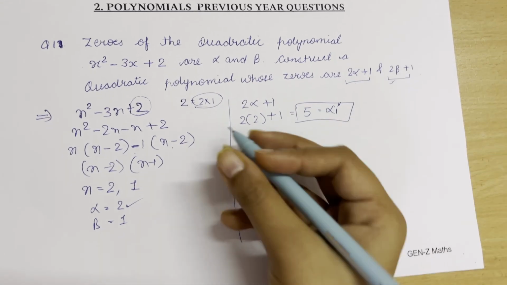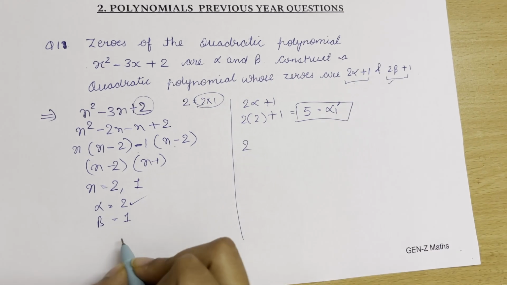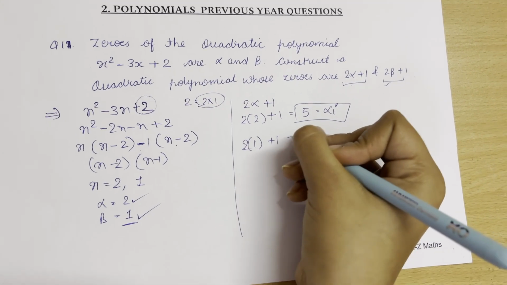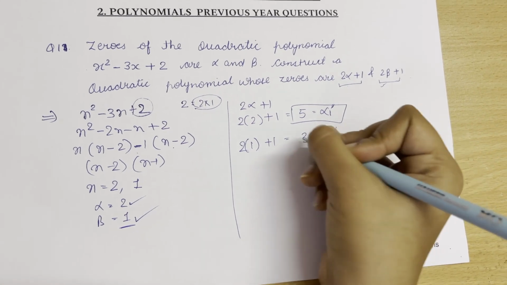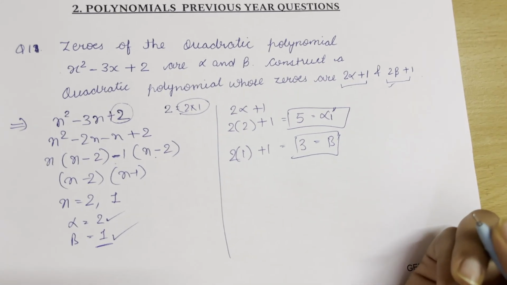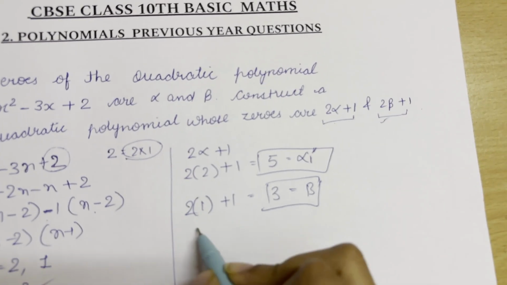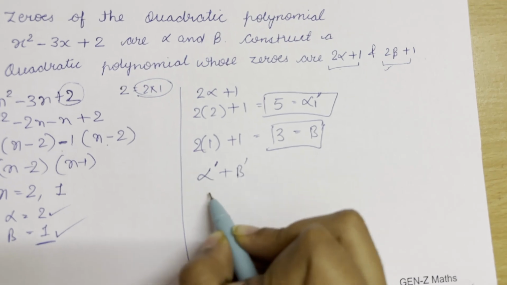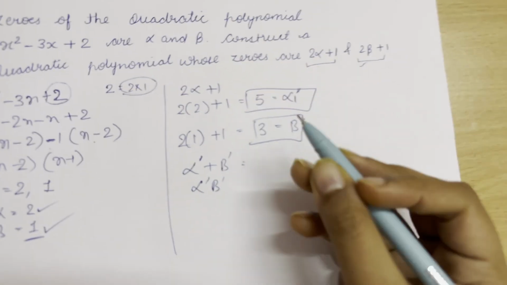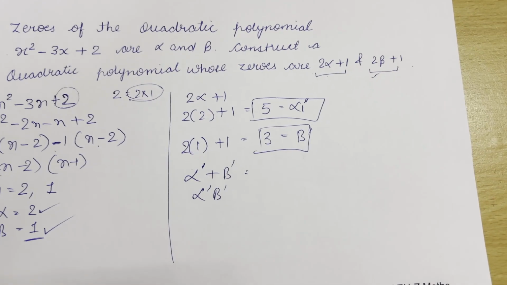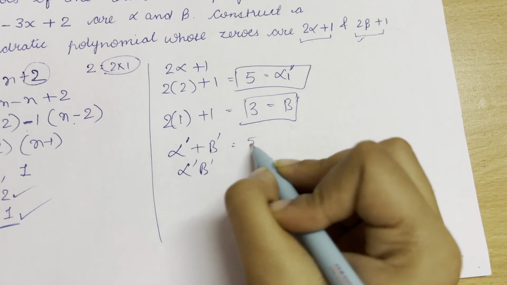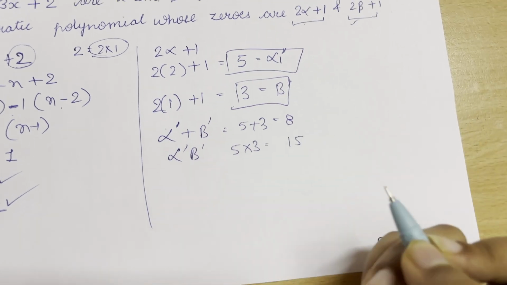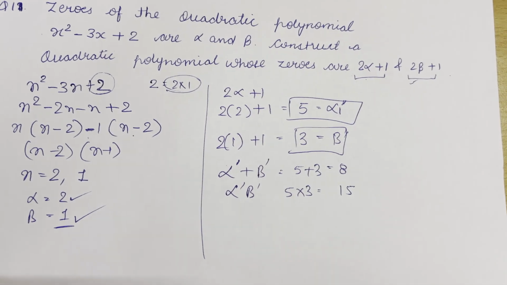The other one is 2 beta plus 1. What is the value of beta? We have found the value of beta as 1. 2 into 1 plus 1 is equal to 3, which is my beta dash. Okay, now we'll find the sum and product of the zeros. Sum of alpha dash plus beta dash is 5 plus 3 is 8, and 5 into 3 is 15. You can easily understand till here.